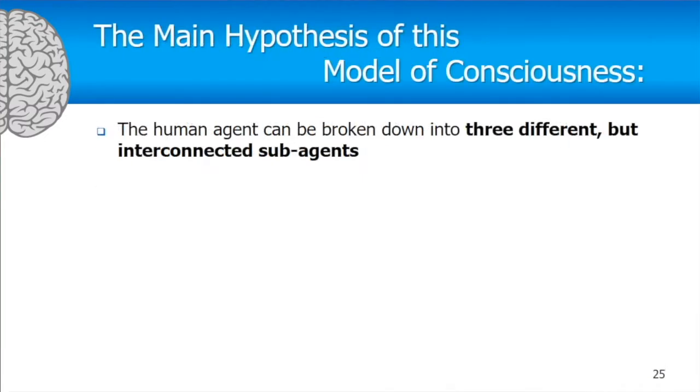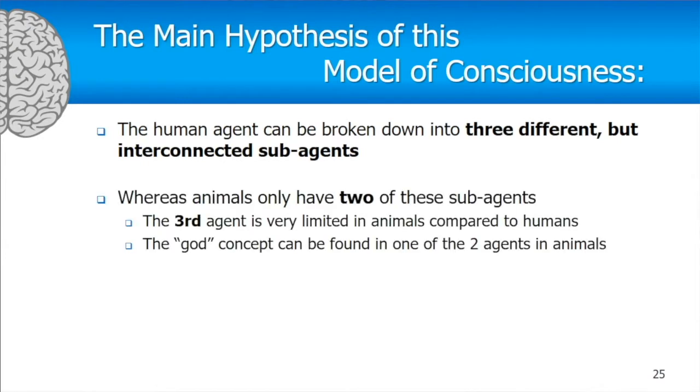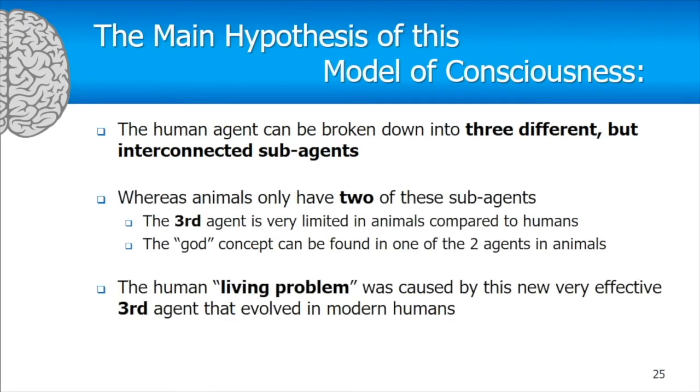And I'll start with the main hypothesis of this model, which is that there are three agents in the human brain. They're different but interconnected subagents. Animals only have two of these agents, and the third agent was added in humans, and that's the agent that caused the living problem that I talked about before.